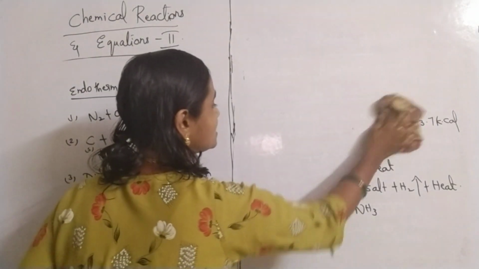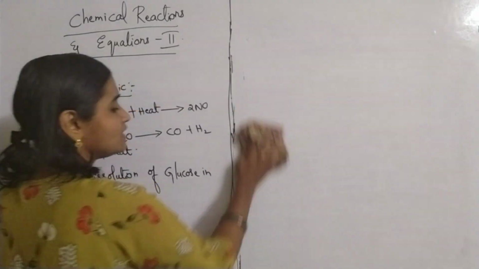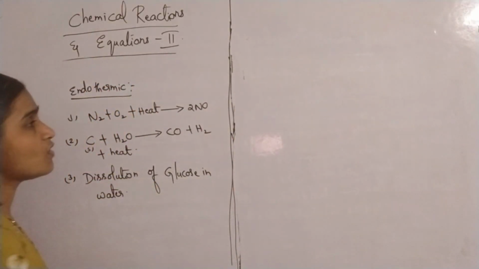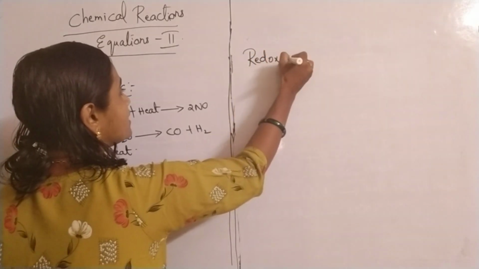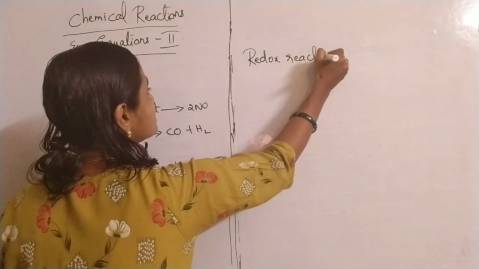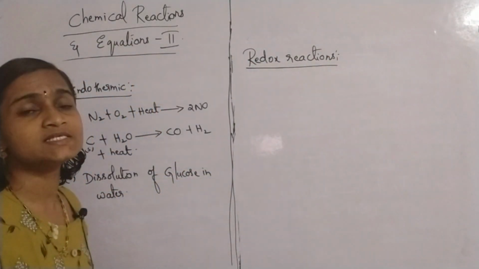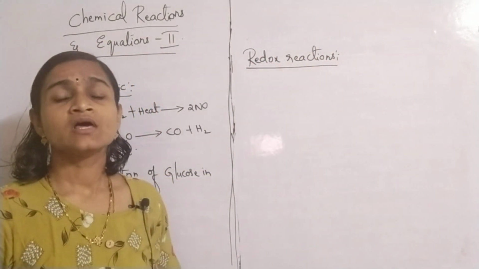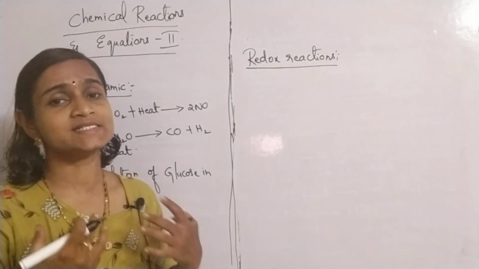Finally, another category of reactions is also there, which are called redox reactions. You have the last category, which is called redox reactions. So what are redox reactions? In the name itself it is there: reactions in which both oxidation and reduction take place simultaneously.